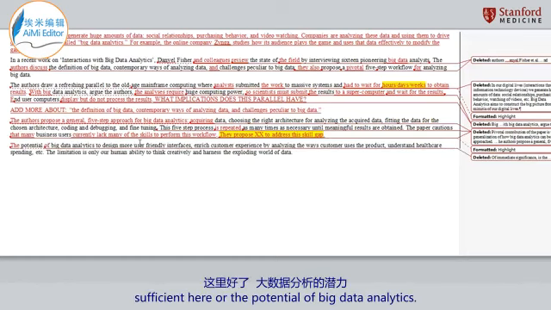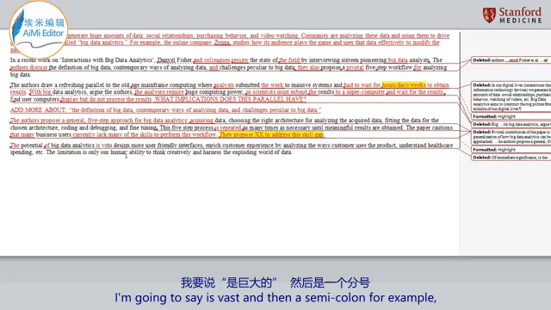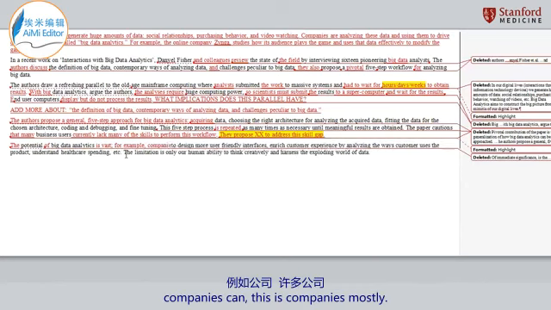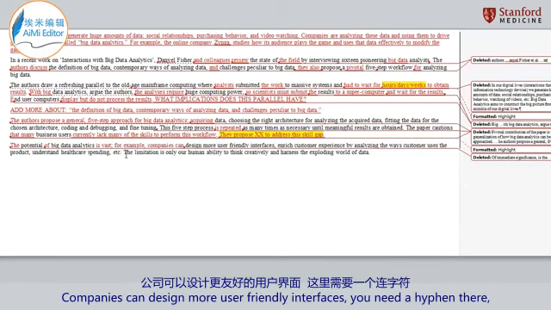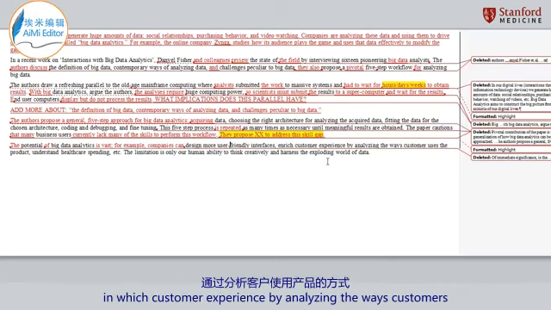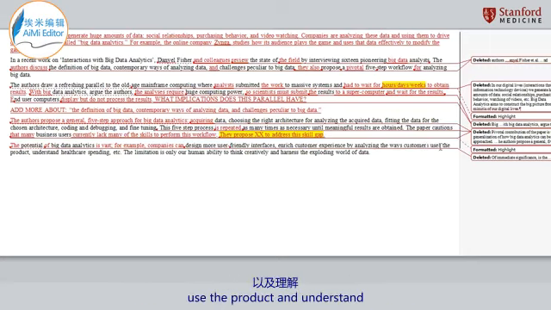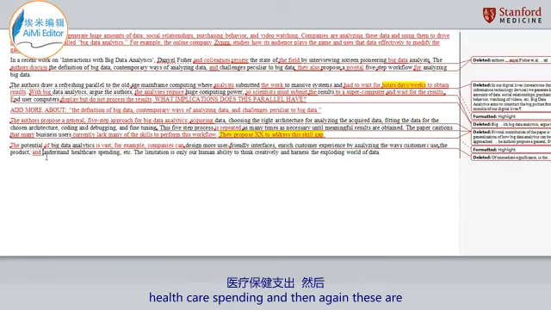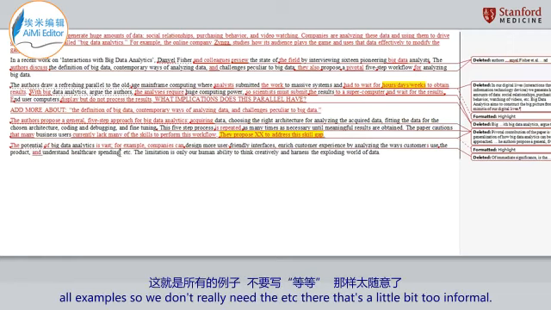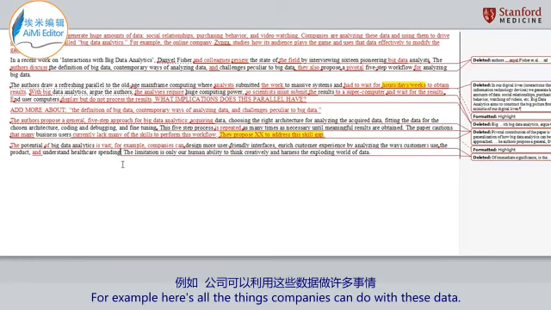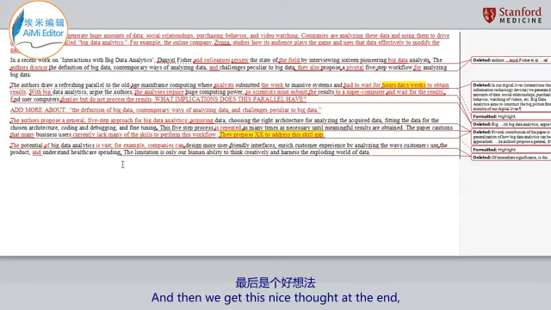The potential of big data analytics, I'm going to say, is vast. And then a semicolon, for example. Companies can, this is companies mostly, companies can design more user-friendly interfaces, we need a hyphen there, enrich customer experience by analyzing the ways customers use the product, and understand healthcare spending. And again, these are all examples, so we don't really need the etc. there. That's a little bit too informal. So the potential of big data analytics is vast. For example, here's all the things companies can do with these data. And then we get this nice thought at the end.